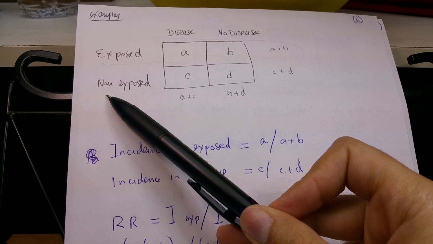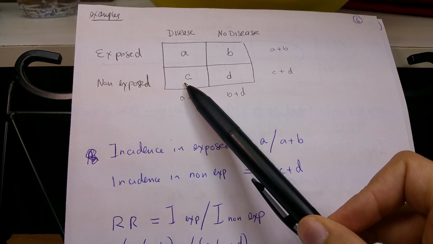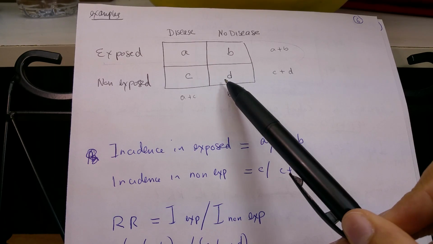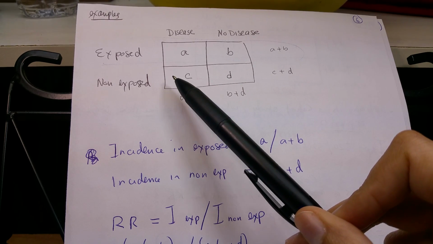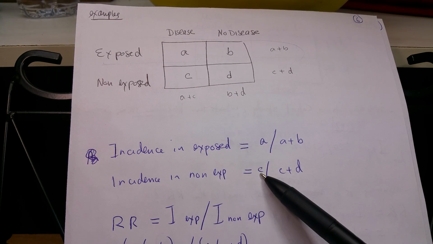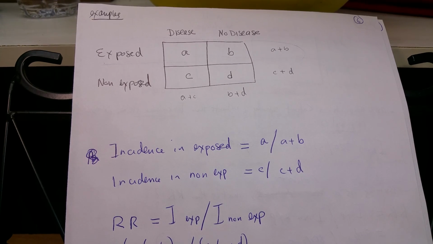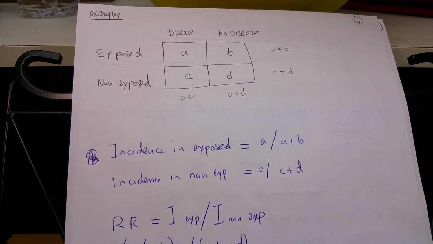How about the incidence in non-exposed? People with the disease in non-exposed group divided by all people at risk in the non-exposed group. C divided by C plus D. Then it becomes easier if they ask about the relative risk, to divide the incidence in exposed by the incidence in non-exposed.